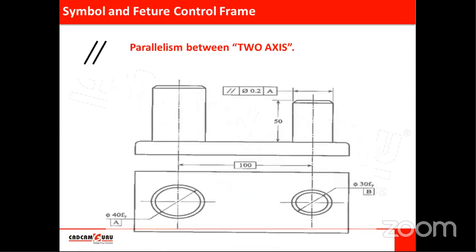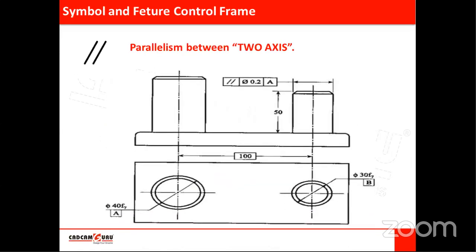Symbol is same. Only one thing is changed here. So here there are two pillars or cylindrical features of a component, and we are expecting parallelism between these two components. These two components are separated by 100 mm distance. Center distance is 100 mm.